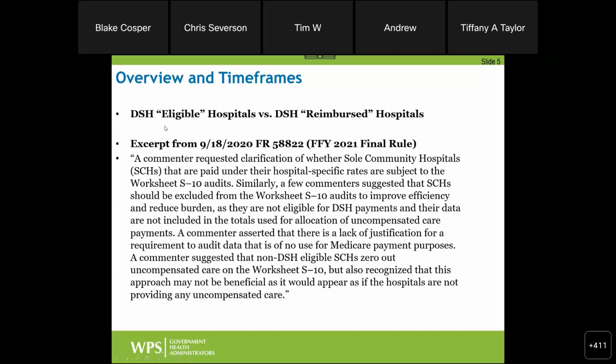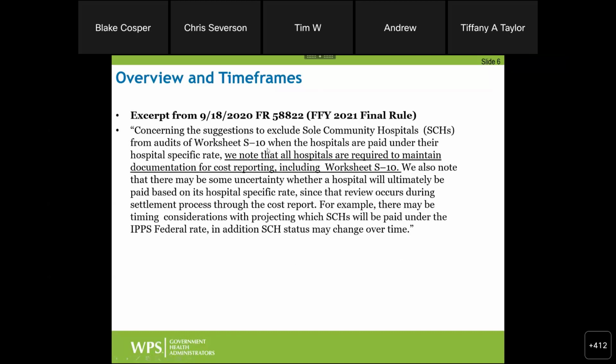So this is the point I was making about the DISH eligible hospitals versus DISH reimbursed. This question has come up for a number of years, and this was addressed back in the federal fiscal year 2021 final rule, again, with other years as well, but here's where CMS finally addressed it. The commenter requested clarification whether or not these sole community hospitals could be excluded because they said they're not eligible for DISH payments, which isn't true. They're eligible for them, but they're just not going to get a benefit for that DISH because their hospital specific rate is already higher. CMS's response was basically, we're still going to be doing them.